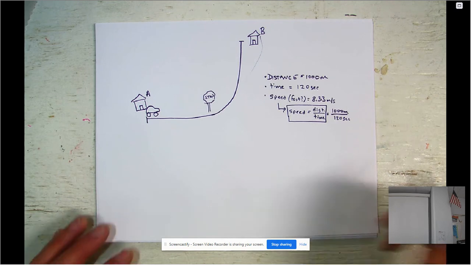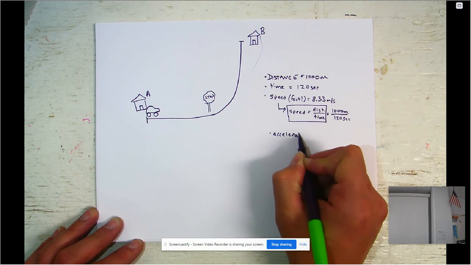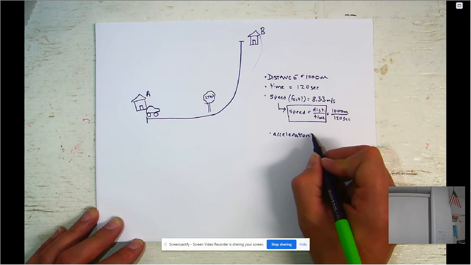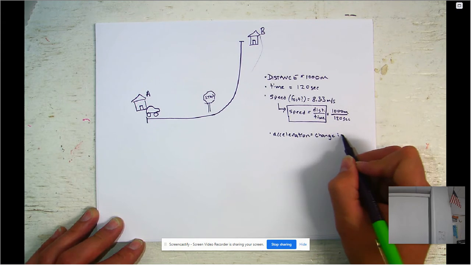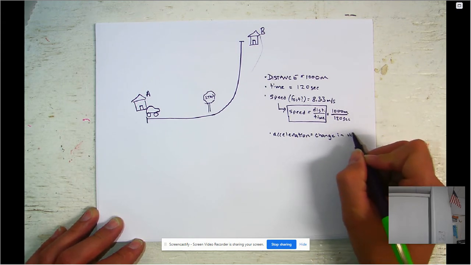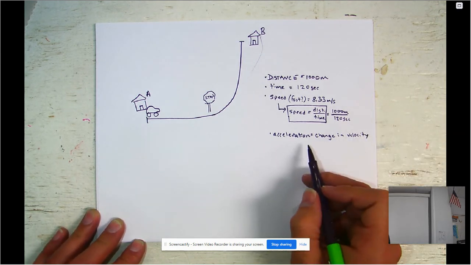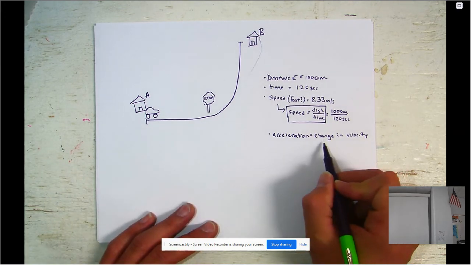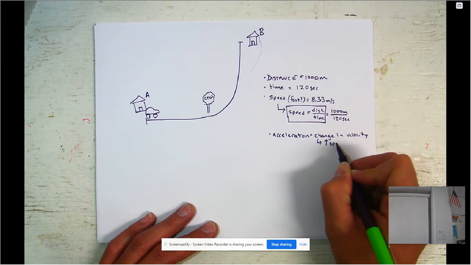Another thing that we can talk about is acceleration. So with acceleration, the definition of acceleration is this. It's really defined as a change in velocity. So when we're looking at that, acceleration can occur really in three different ways. So how can you get a change in velocity? Well, one way that we can do that is increase our speed.